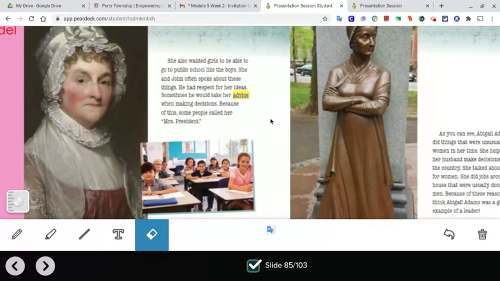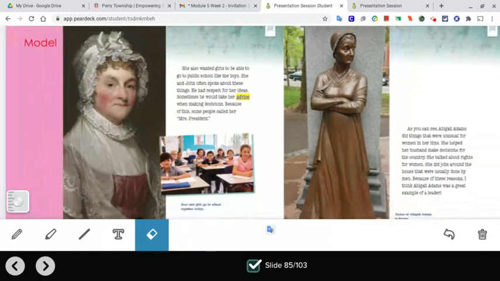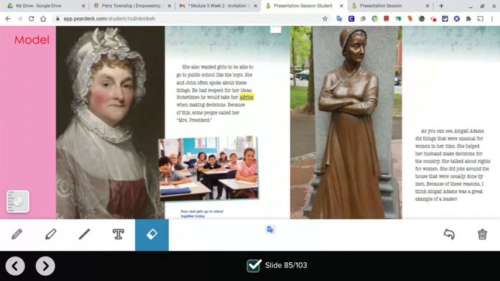No biggie. Okay. She also wanted girls to be able to go to public schools like boys. She and John often spoke about these things. He had respect for her ideas. Sometimes he would take her advice when making decisions. Because of this, some people called her Mrs. President because she told her husband what to do. That's funny. Okay, as you can see, Abigail Adams did things that were unusual for women of her time.